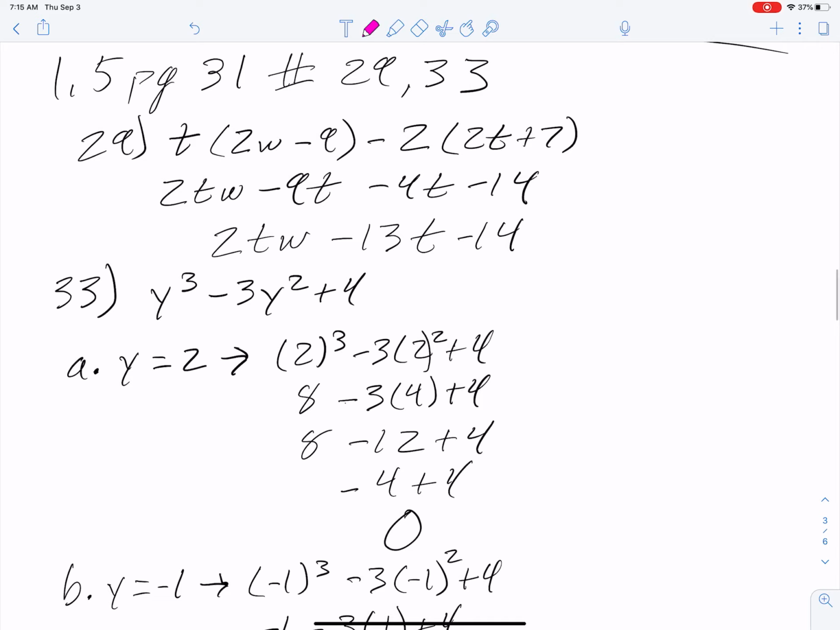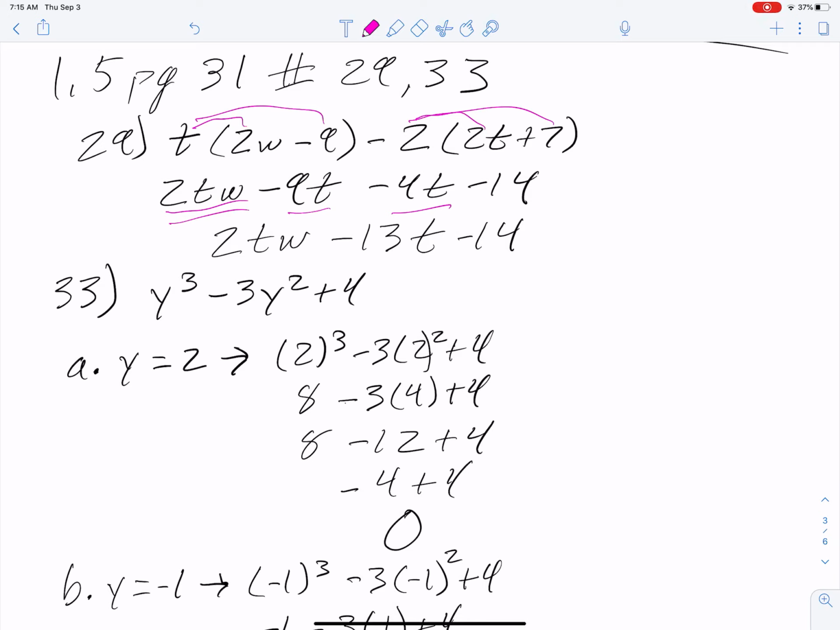All right, 1.5, we start dealing a little bit more with some more variables. We see some evaluating again. I distribute my t to get me 2tw minus 9t. I distribute my negative 2. Notice I distribute the negative 2, not just the 2, resulting in a negative 4t and a negative 14.